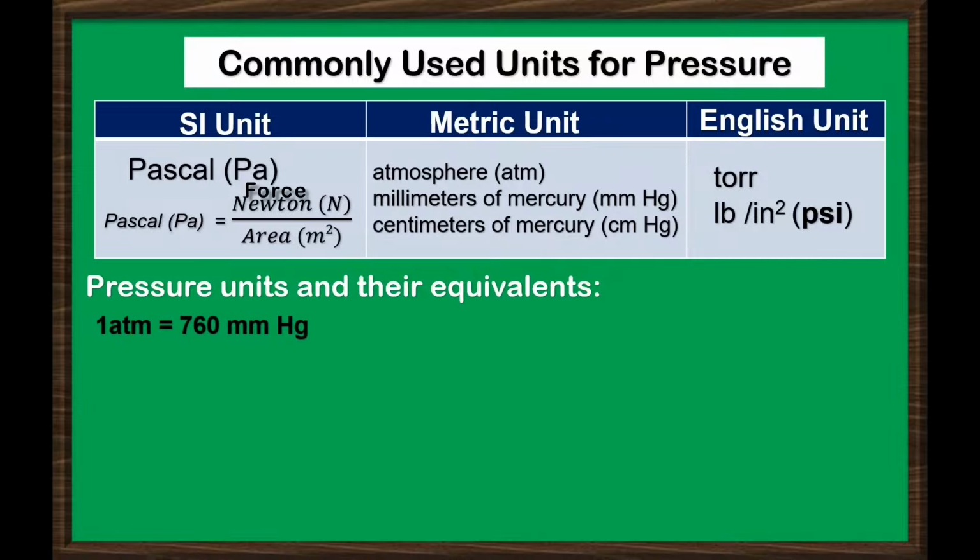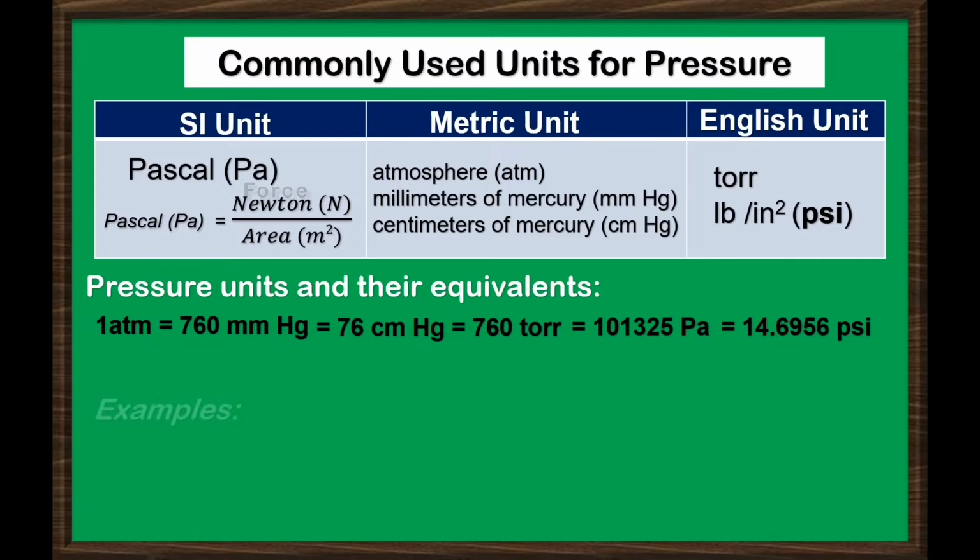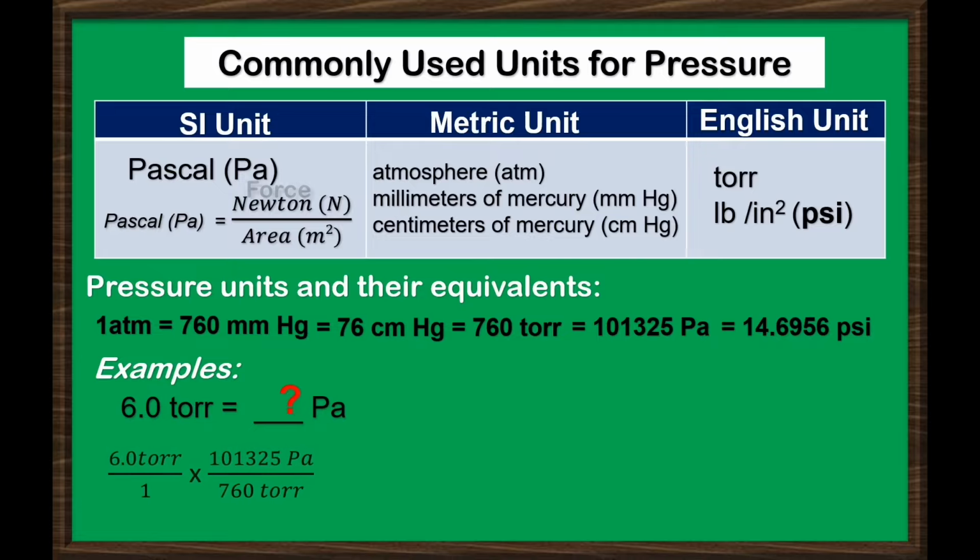1 atmosphere is equal to 760 millimeters of mercury, or equal to 76 centimeters of mercury, or equal to 760 torr, or equal to 101,325 Pascal, or equal to 14.6956 pounds per square inch. Here are some examples of converting pressure units using their equivalents. What is 6.0 torr in Pascal unit? Using the equivalents and factor label method, 6.0 torr is equal to 800 Pascal.